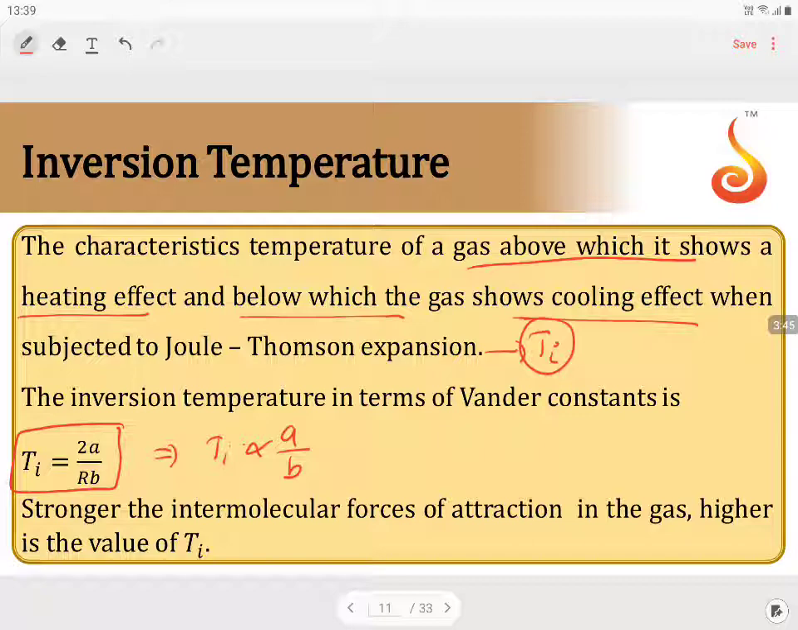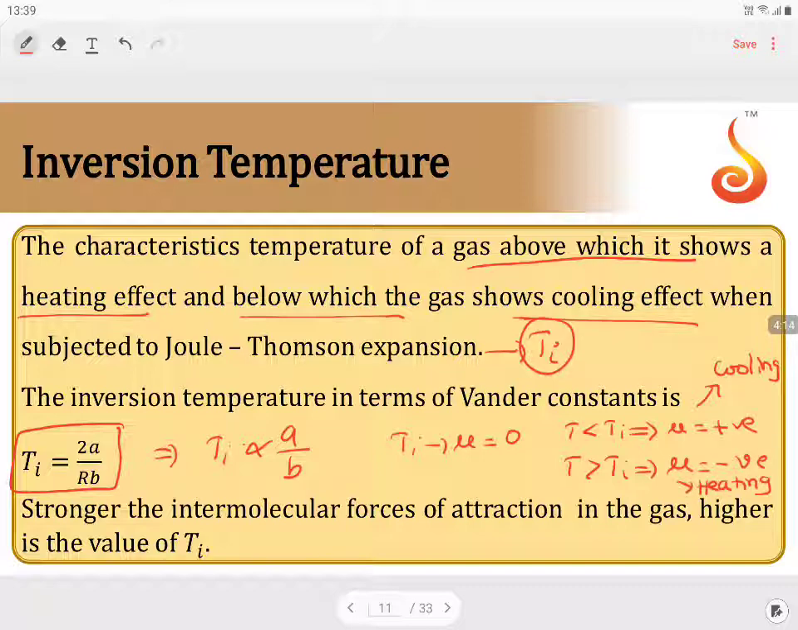Now the inversion temperature is the temperature at which the Joule-Thomson coefficient is equal to 0. If the temperature is below the inversion temperature, then the Joule-Thomson coefficient will be positive. If the temperature is above the inversion temperature, the Joule-Thomson coefficient will be negative. If it is positive, it leads to a cooling effect. If it is negative, it leads to a heating effect. These are the conclusions we can draw from the inversion temperature.